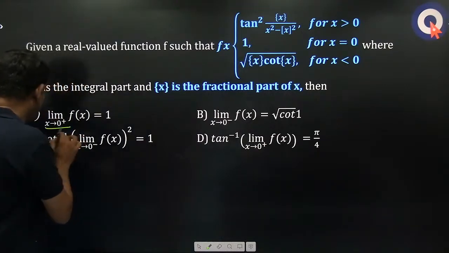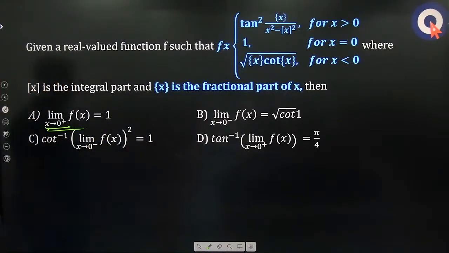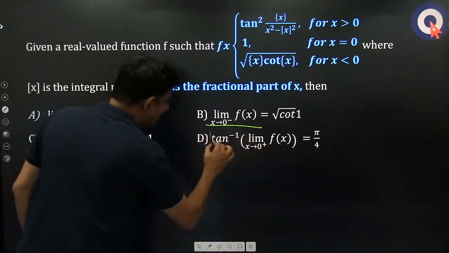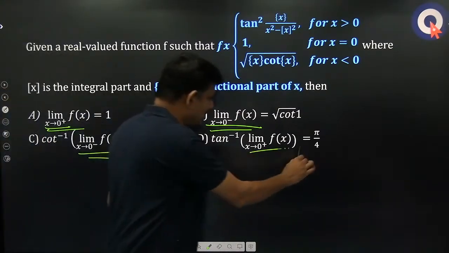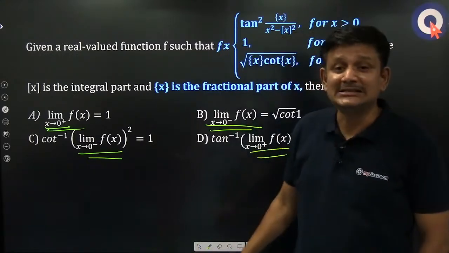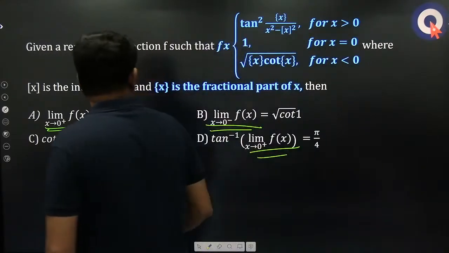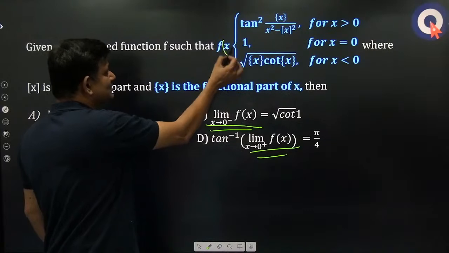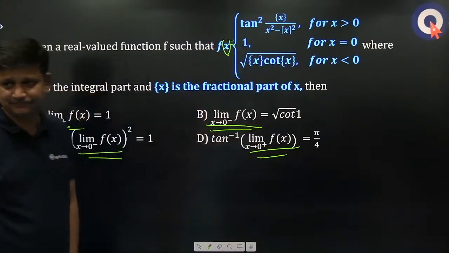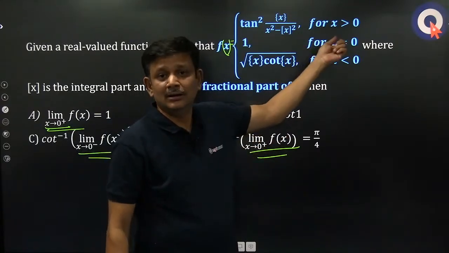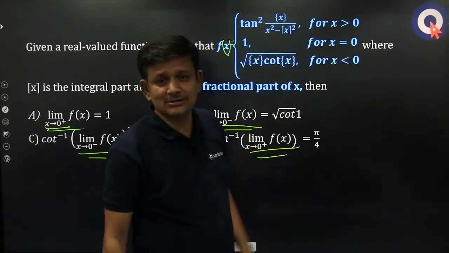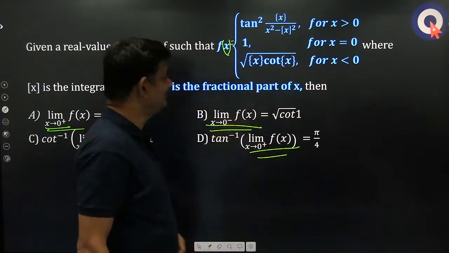So in this question you are evaluating the right hand limit of f of x. Look at the options, what he is asking you to do. Left hand limit of f of x, left hand limit of f of x, right hand limit of f of x. So you just need to understand what happens to f of x. This is your function f of x. What happens to this f of x when x is slightly greater than 0 and when x is slightly less than 0.